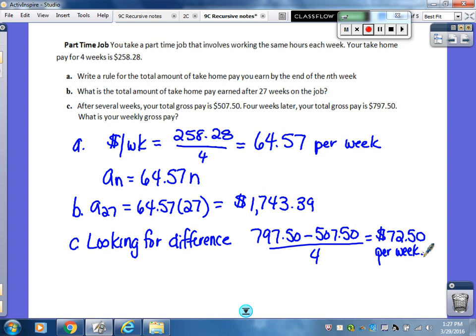Okay, so just a couple of examples of word problems, arithmetic and geometric, and that's what we're going to be working on in class. If you have any questions, let me know. Like I said, notes are short and sweet today.